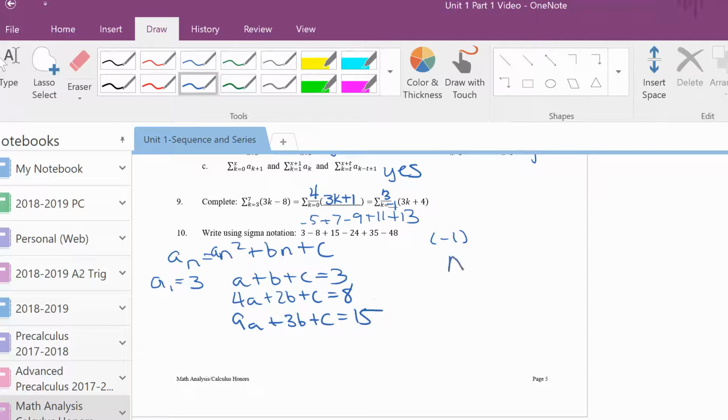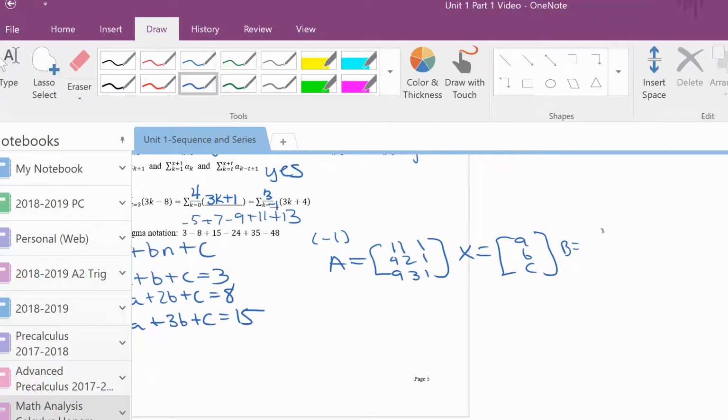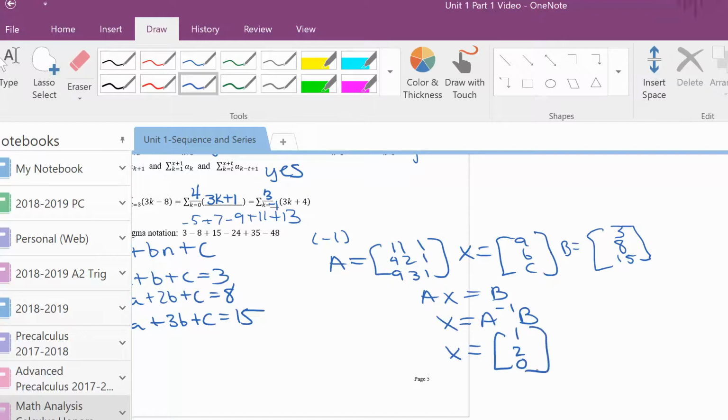All right, so you're going to do your matrices, and at this point, you know the A matrix stays the same: 1, 1, 1, 4, 2, 1, 9, 3, 1. The X matrix, remember, is the A, B, C. So then the B matrix is your terms, which are 3, 8, and 15. So remember, AX equals B, so X is equal to A inverse B. And you do that on your calculator. I'm not going to type it in this time. And you get x equals 1, 2, 0. So that means your rule for this is that it's n squared plus 2n.